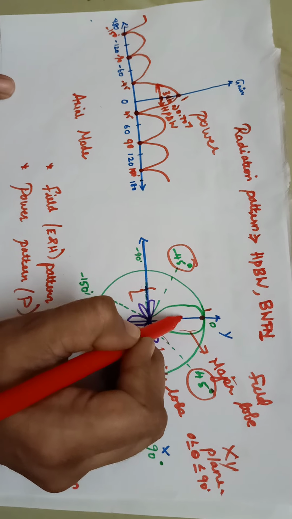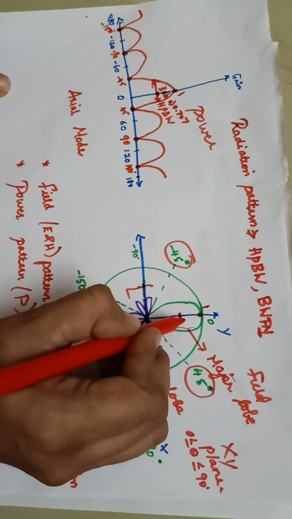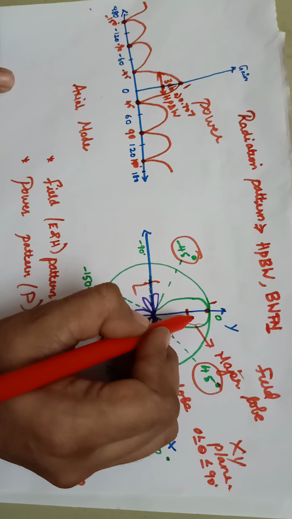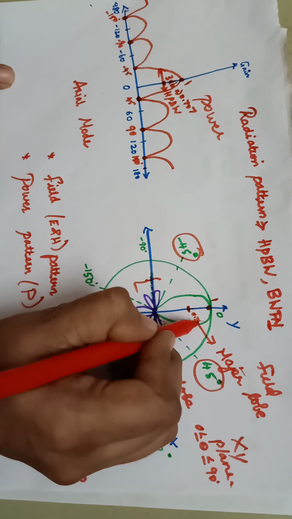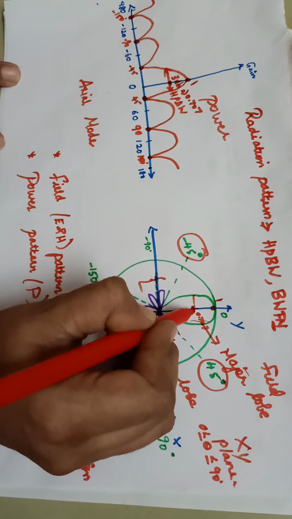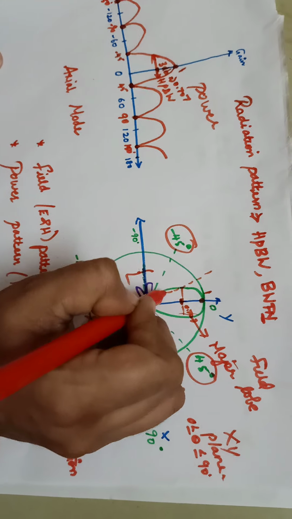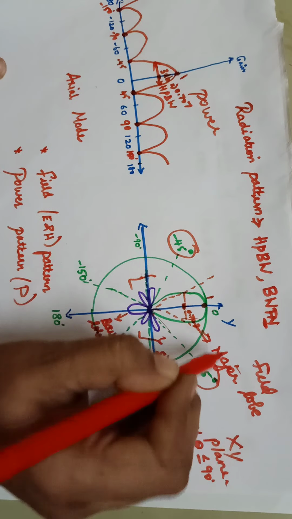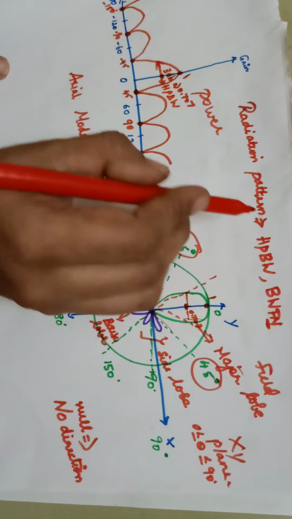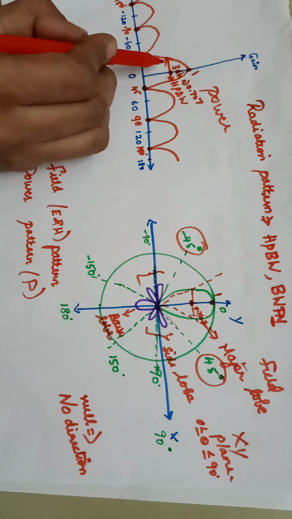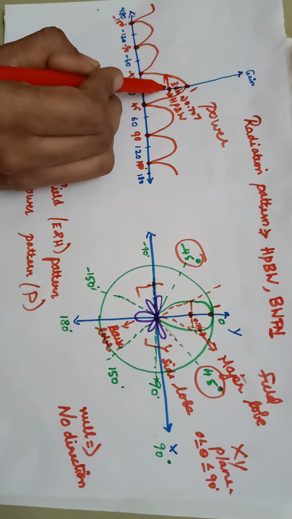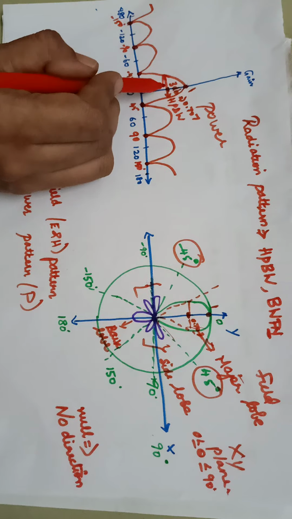The same I am going to represent here also, when it is equal to 1 by root 2, that is 0.707. I am marking it as 0.707. So you can draw like this. This is what is called the half power beam width. Okay, so you understood what half power beam width is? When the power has fallen down to half of its value, that is the half power beam width.